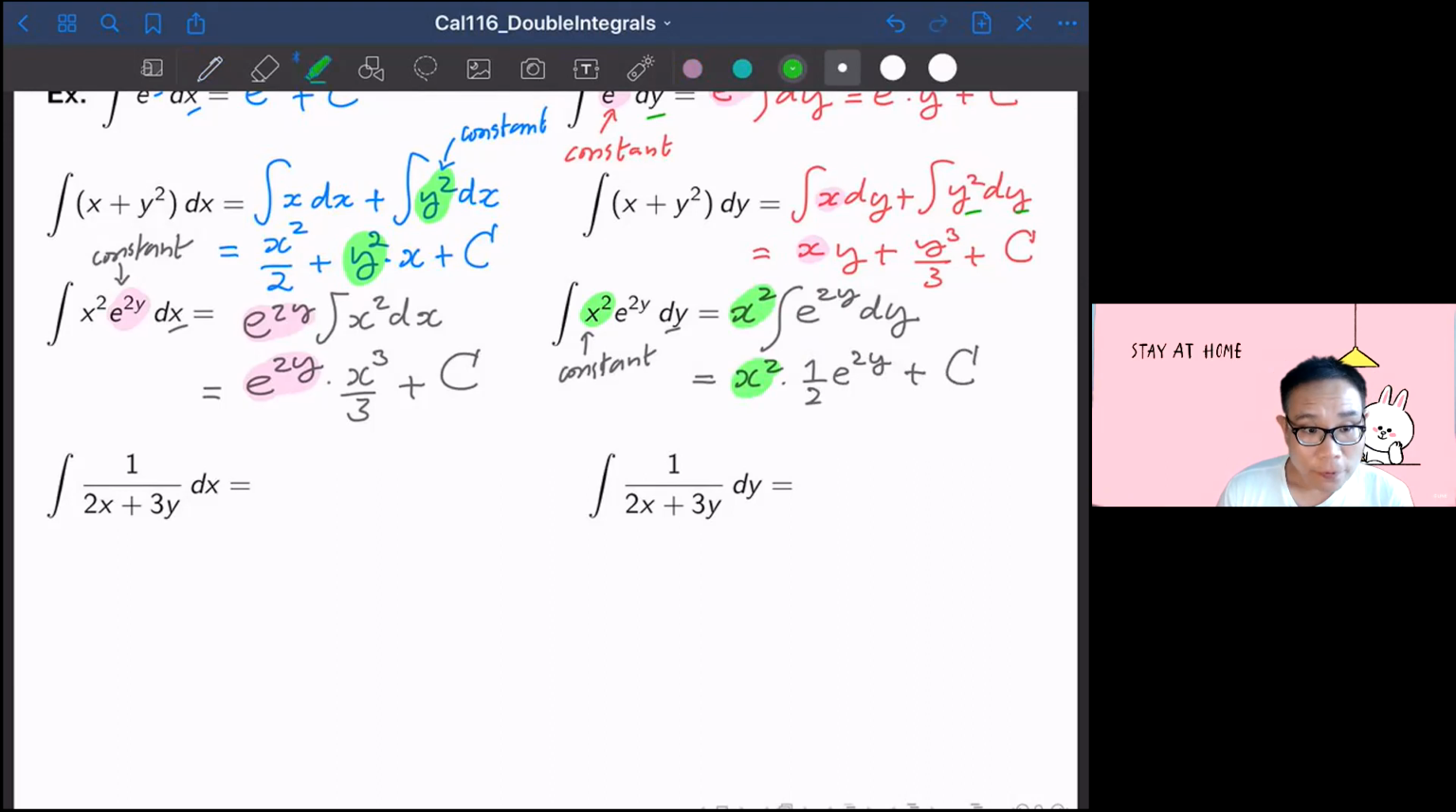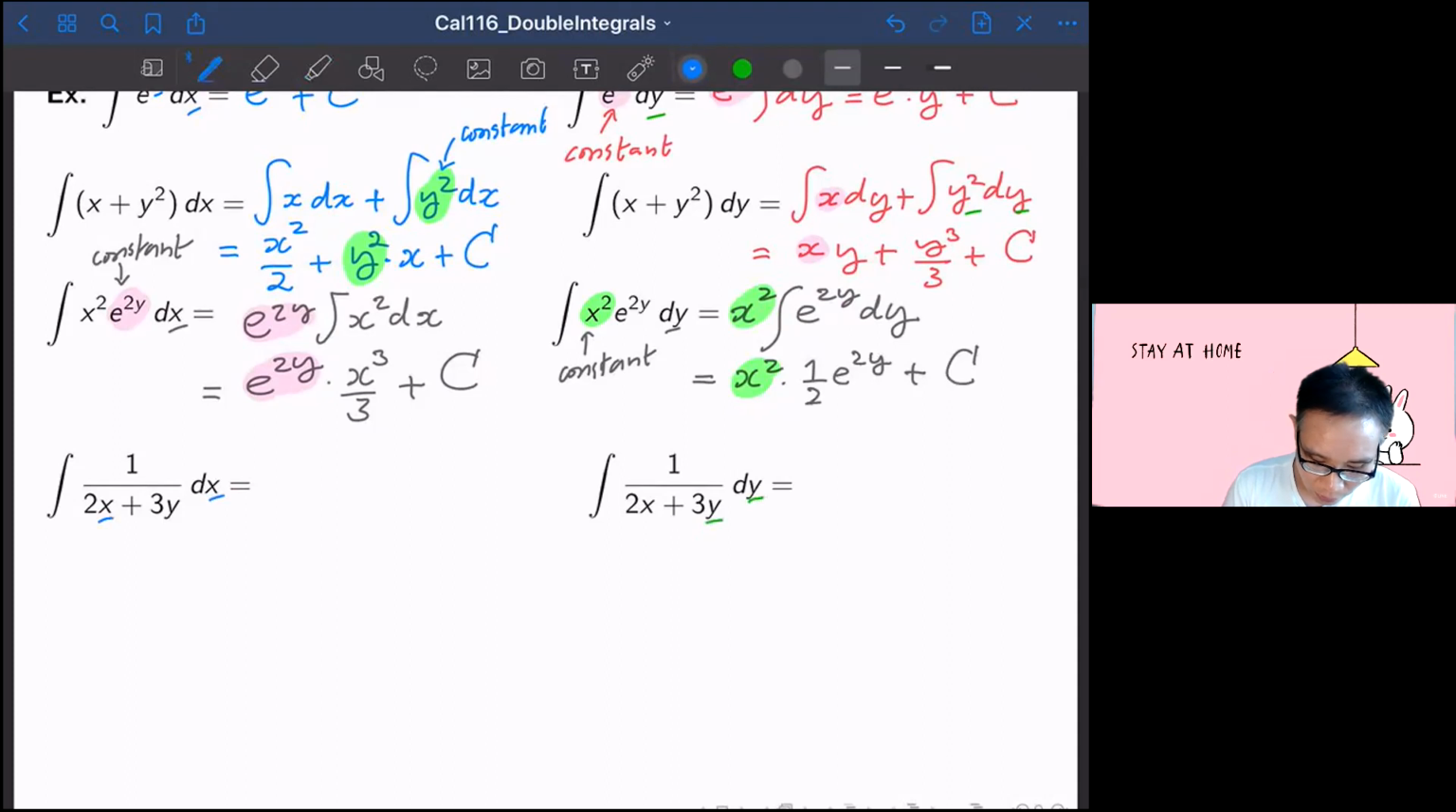Last two, we have the integral of 1 over 2x plus 3y dx, and the integral of 1 over 2x plus 3y dy. For this one, you see the variable that you are integrating turns out to be x in the first case, and y in the second case. So you have the same function; the difference is that you are integrating with respect to x in one, and with respect to y in the other.